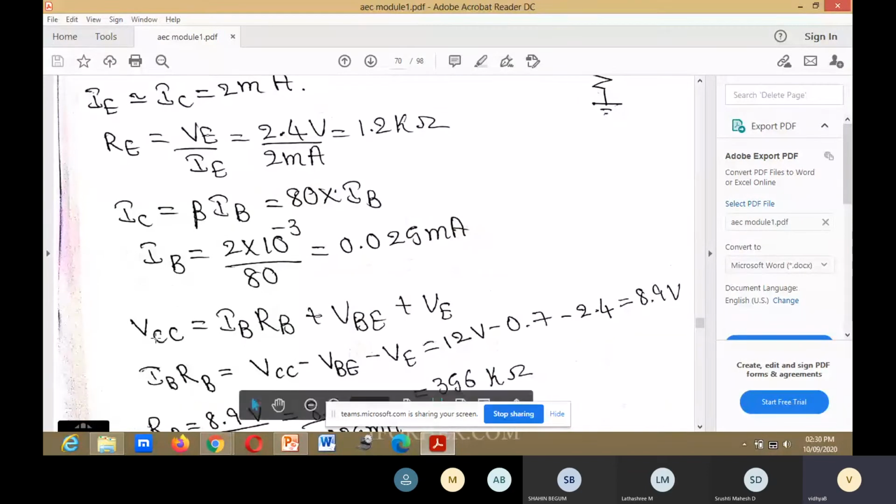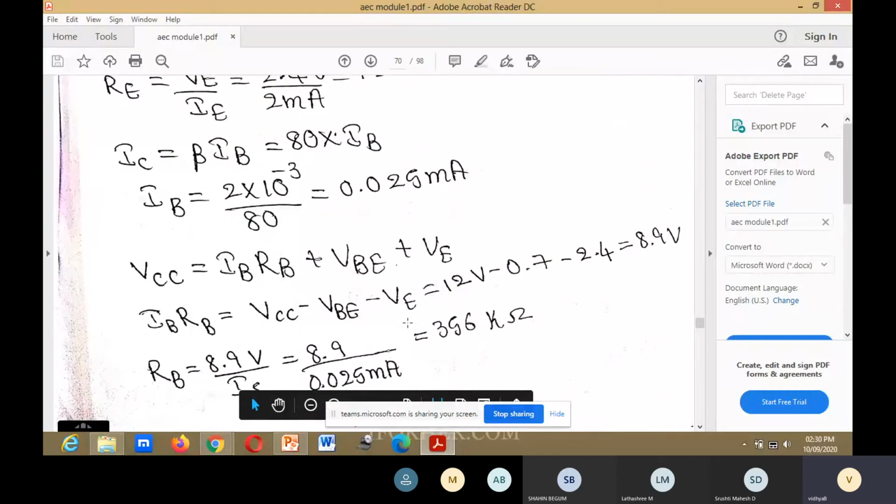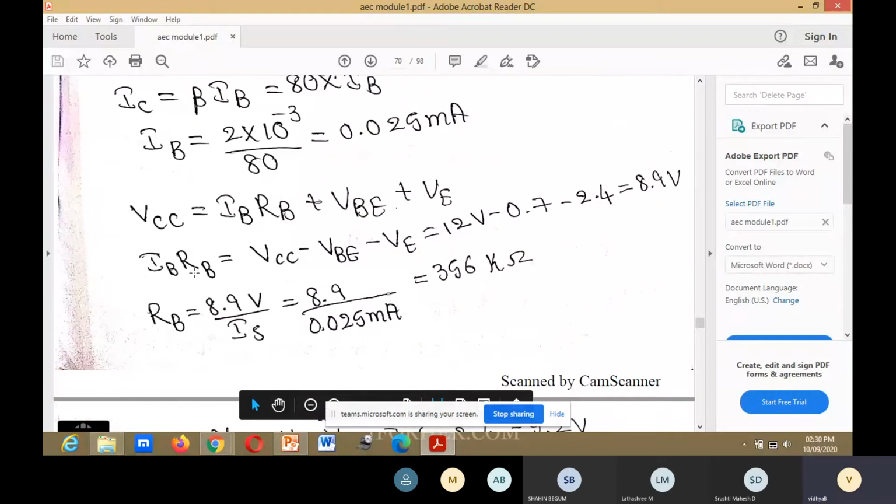Okay, next VCC is equal to IB into RB plus VBE plus VE. From this equation, IB into RB is equal to VCC minus VBE minus VE, and you'll get 8.9 volt. From that, IB RB is equal to 8.9 volt. RB is equal to 8.9 volt divided by the IB value. So 356 kilo ohm you'll get.